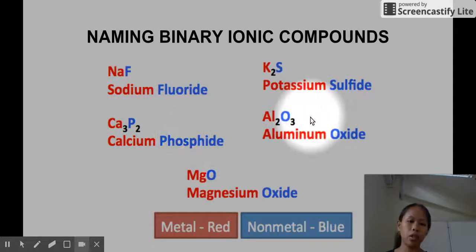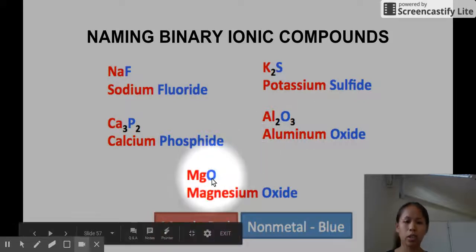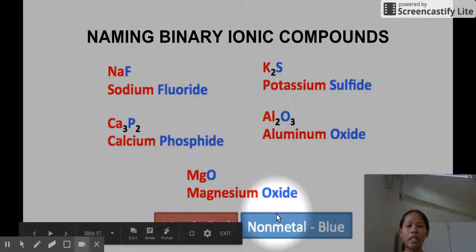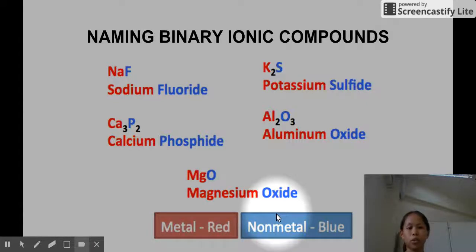becomes phosphide, oxygen becomes oxide. So there's only one rule for naming binary ionic compounds, where your metal has only one oxidation number. You just have to make your non-metal end in IDE. Some examples: fluorine, fluoride; sulfur, sulfide; phosphorus, phosphide; oxygen, oxide; chlorine becomes chloride, bromine becomes bromide, iodine becomes iodide, carbon becomes carbide. These are some examples of your nonmetals.